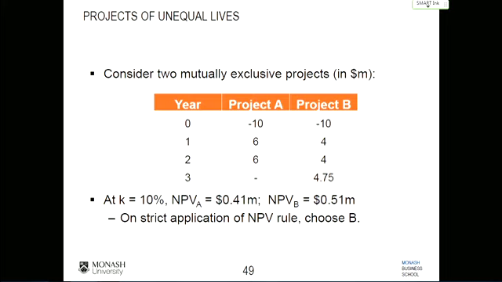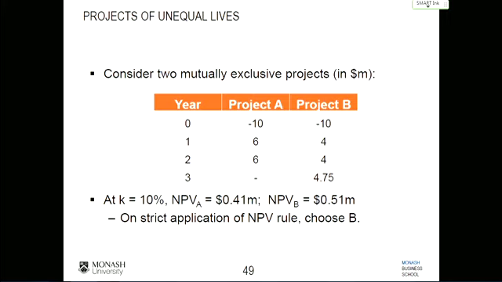Start with the first one here. We have 2 projects and they are mutually exclusive. It means that you have to pick one out of the two, A and B. Project A is 2 years. Project B is 3 years. In the first step, we have to calculate NPV. So NPV for the two projects would be 0.41 for project A and 0.51 for project B.